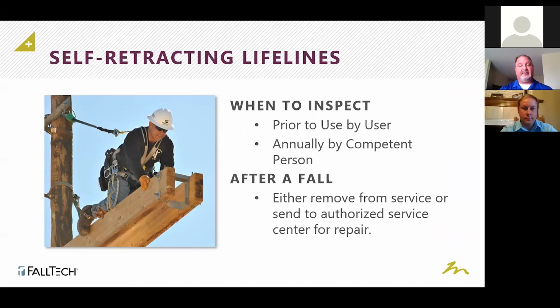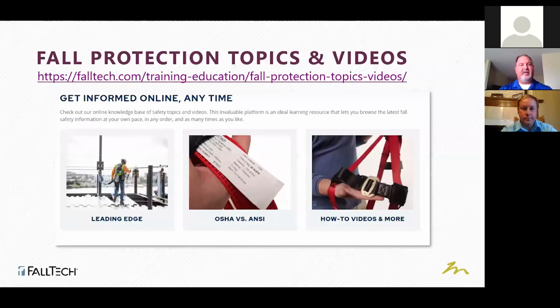Retractables, same thing, check the webbing. If they're steel cable, please wear gloves. Make sure that there are no broken fibers on the cable. And if you pull on it above the snap hook, you should hear that lock up. That way you know that the braking mechanism will work. And as a manufacturer, like a lot of other manufacturers, if you go to our website, we have a lot of stuff on there for training and how-to videos.